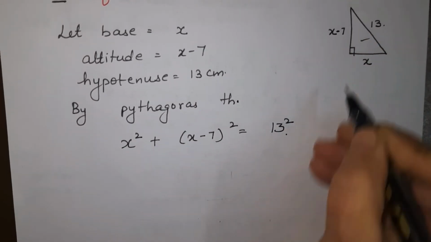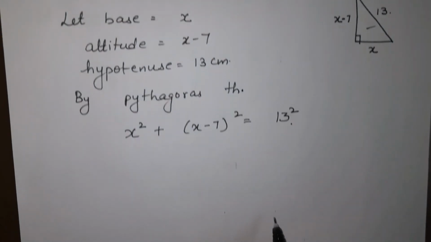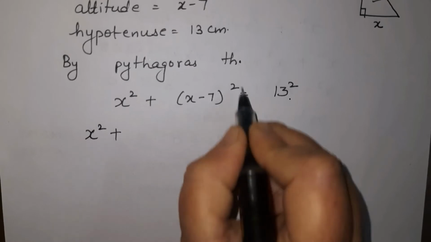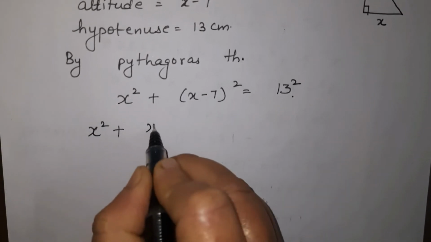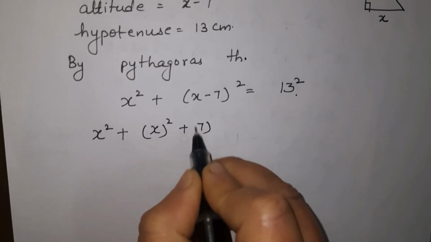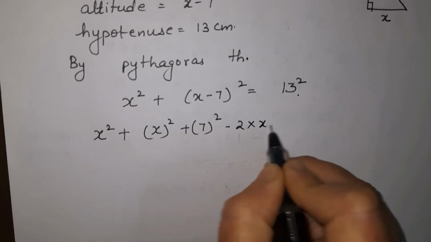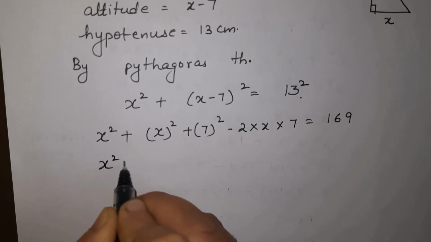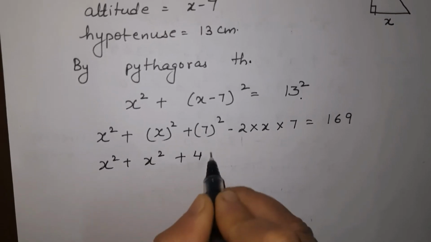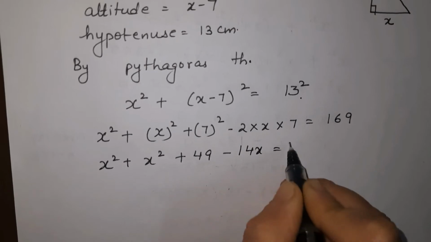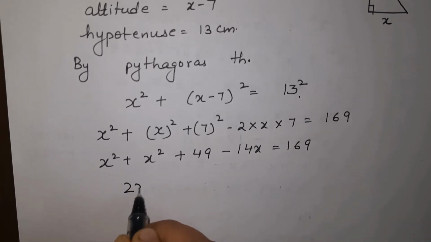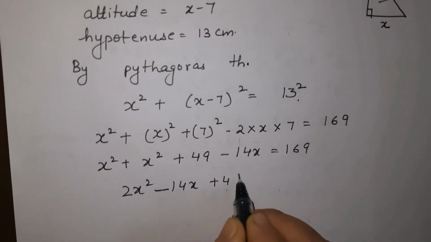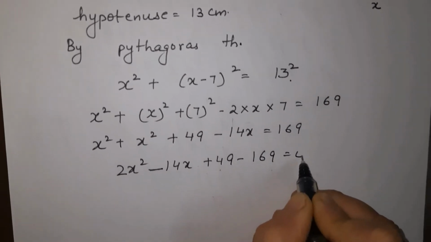Square of hypotenuse is equal to the sum of the squares of other two sides. This is Pythagoras theorem. So x square as it is, and here we will use the identity of (a minus b) whole square, which is a square plus b square minus 2ab, and 13 square is 169. x square plus 49 minus 14x is equal to 169. So this is 2x square minus 14x plus 49 minus 169 equals to 0.